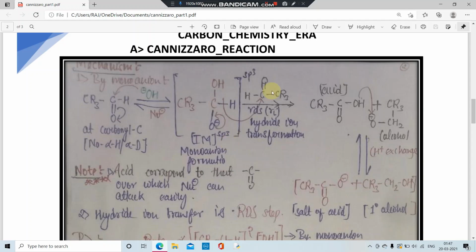From here we take another molecule of aldehyde, which also has no sp3 alpha hydrogen or deuterium. Hydride ion transfer takes place from this carbon, so the hydrogen from this carbon attaches to the given aldehyde. During that time the O negative shifts back as a pi bond. Also, when the hydrogen attacks this carbon, the pi bond of this C=O shifts as O negative. From this intermediate we get the acid as a product, and from this one we get the primary alcohol as a product.